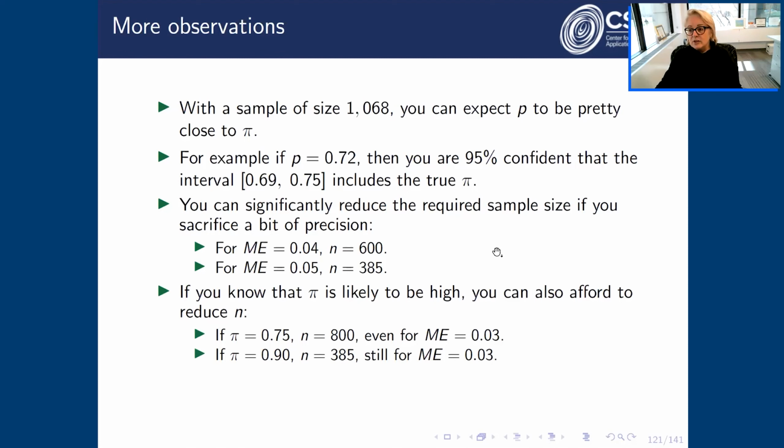And so if I also know that pi is likely to be either pretty high or pretty low, so not close to 0.5, then again, I can reduce the sample size, because instead of plugging in 0.5 in that expression for n, I could plug in, let's say, 0.75 or 0.9, if that's what I think the pi is likely to be. And so even for a margin of error of 3%, plugging in 0.75 instead of 0.5 would reduce my sample size to 800, and plugging in 0.9 instead of 0.5 would reduce my required sample size to 385 and still give me a margin of error of 3%.